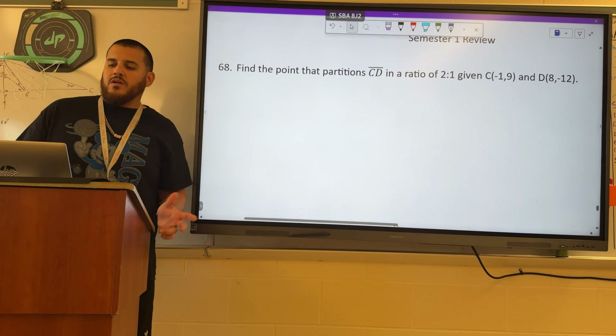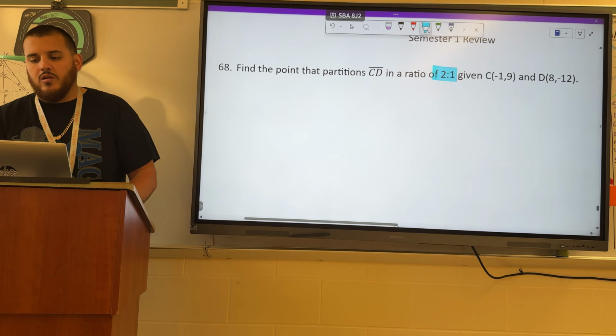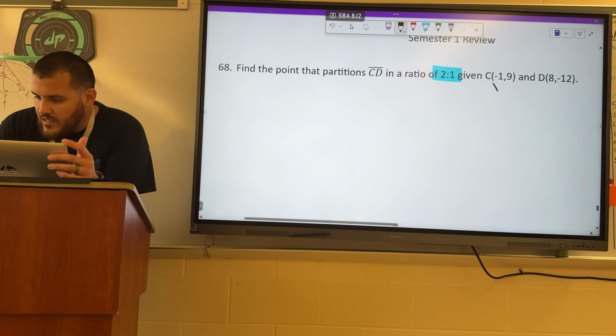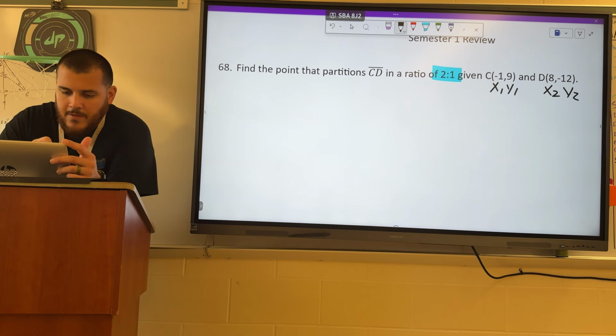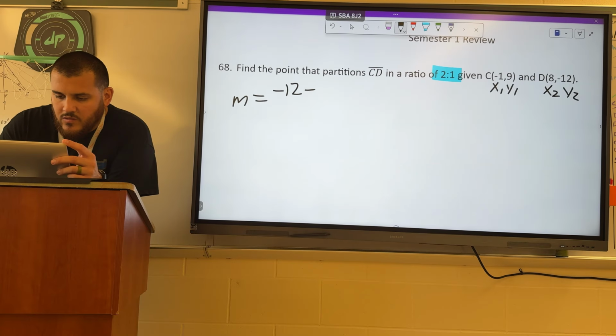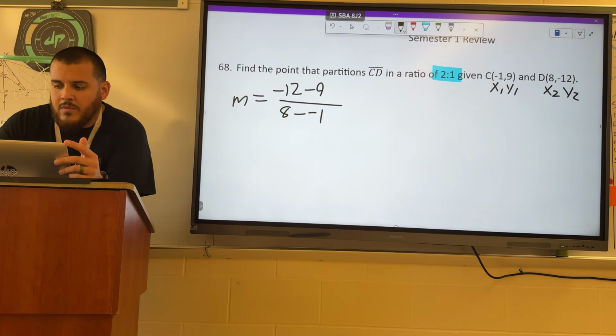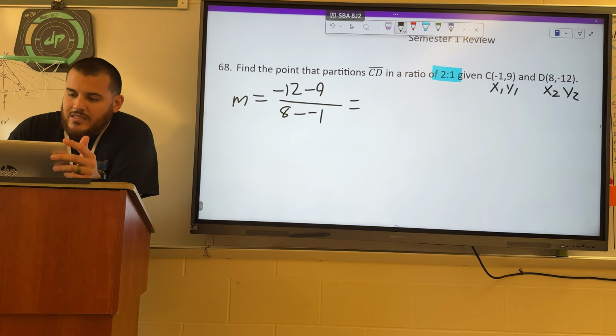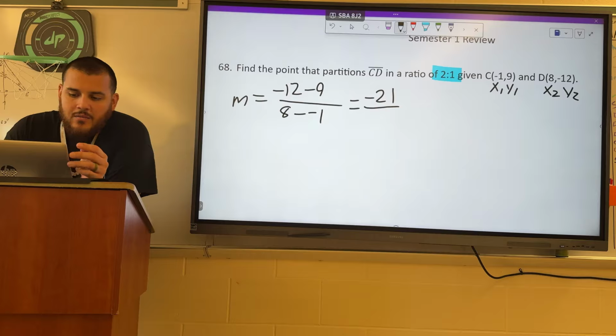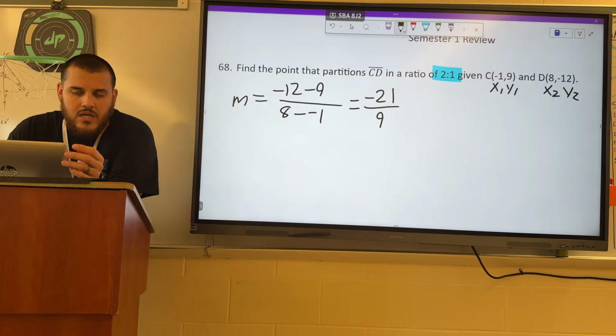We're finding a point that partitions CD with a ratio of 2 to 1. We're going from C to D. So C is my 1's, x1, y1. D is my 2's, x2, y2. Again, we're starting with slope. We have y2, negative 12, minus y1, which is 9, over x2, 8, minus negative 1 for my x1. Negative 12 minus 9 gives me negative 21. 8 minus negative 1 gives me positive 9.